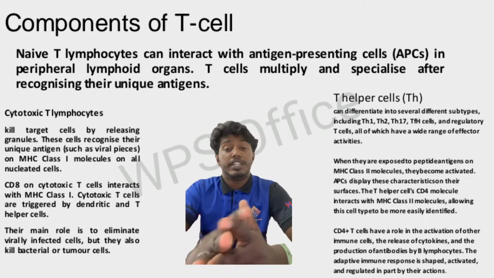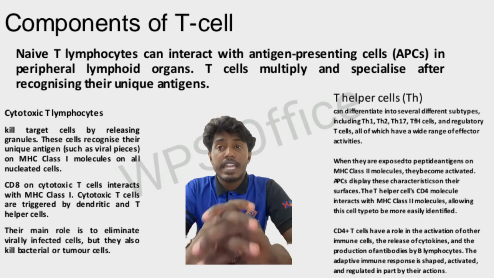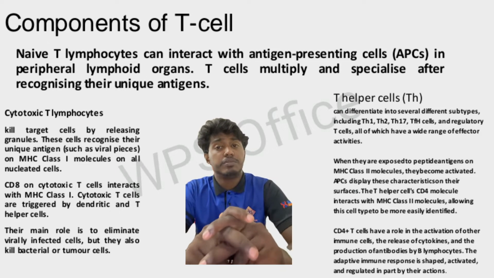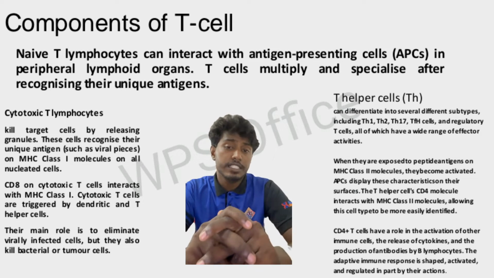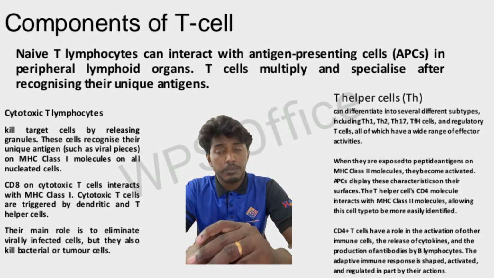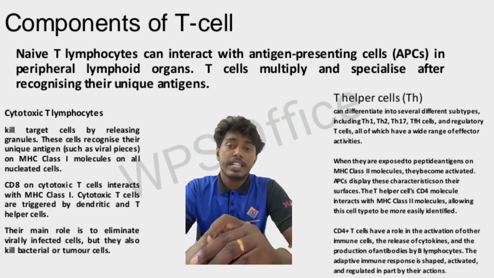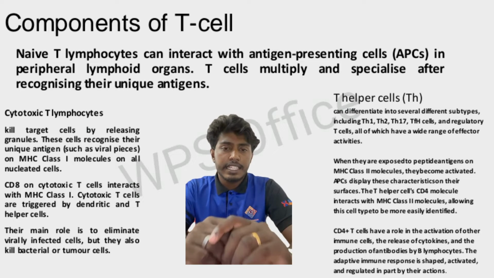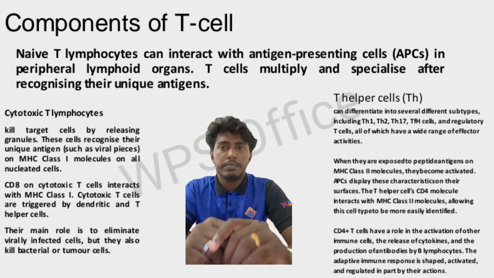As I was mentioning, types of T cells. We have three types of T cells, also known as T lymphocytes: cytotoxic T lymphocytes, T helper cells, and the memory T cell. So what are cytotoxic T lymphocytes? They kill the target cells by releasing granules.